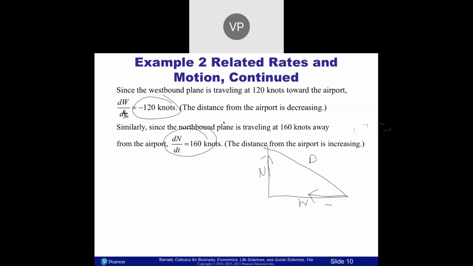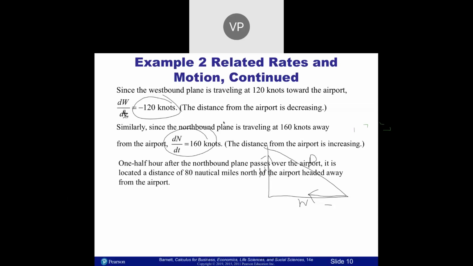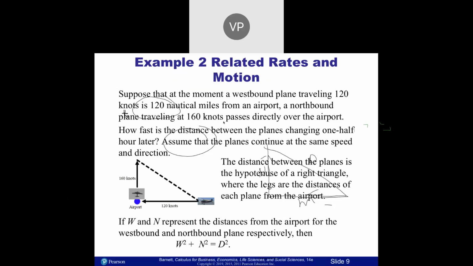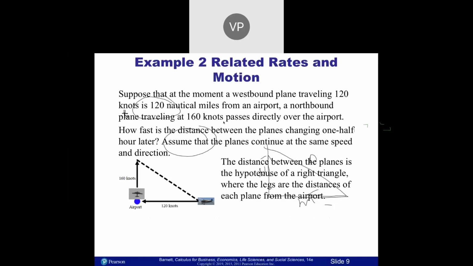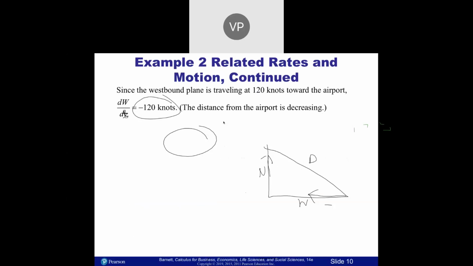Here's our two values. Now they tell us a half hour after the northbound plane passes over the airport, it is located at a distance of 80 nautical miles away from the airport. Now go back. Notice they didn't tell us that. Okay, they didn't tell you the 80. Notice in my original problem, there's no 80. What they told us was, how fast is the distance changing 1/2 hour later? So the one thing they told us is that our time is going to be half hour later.